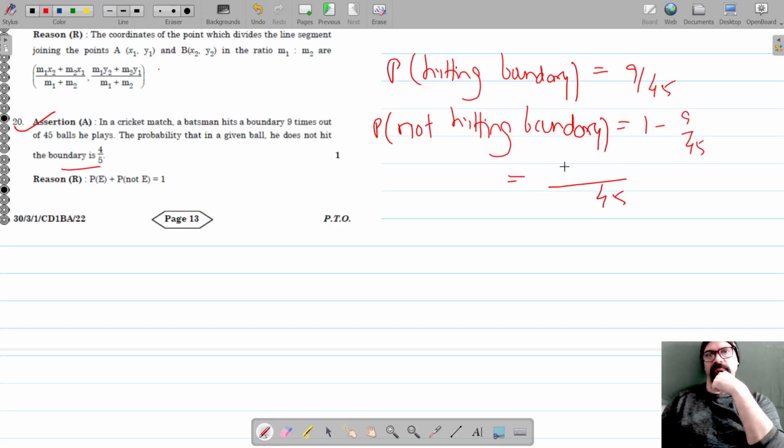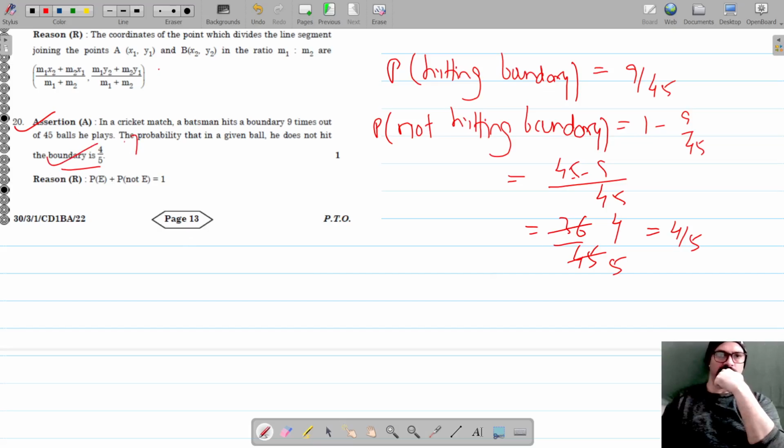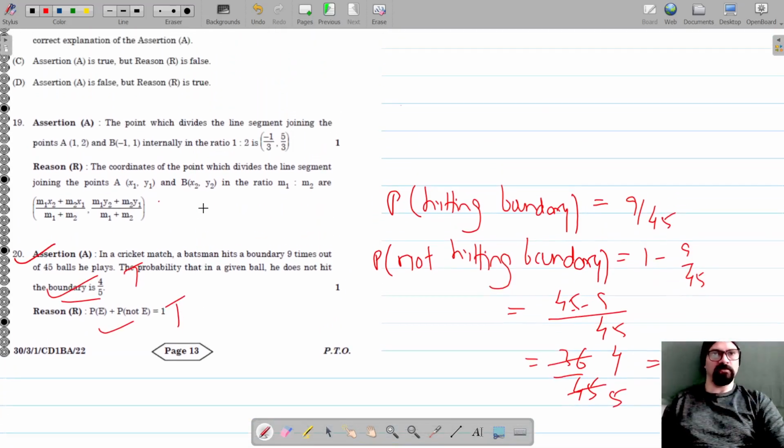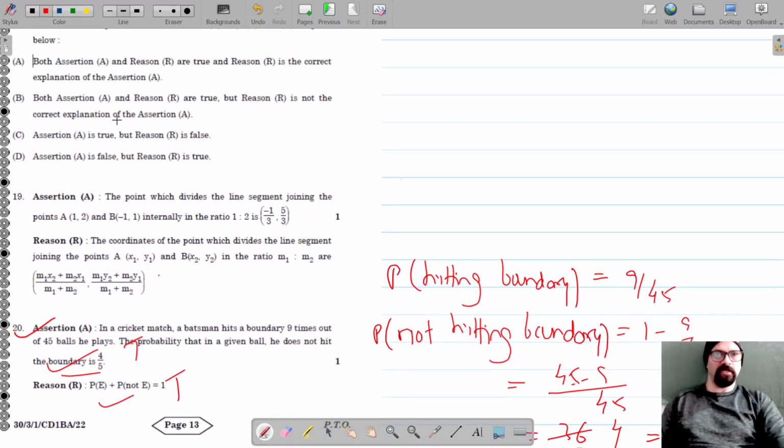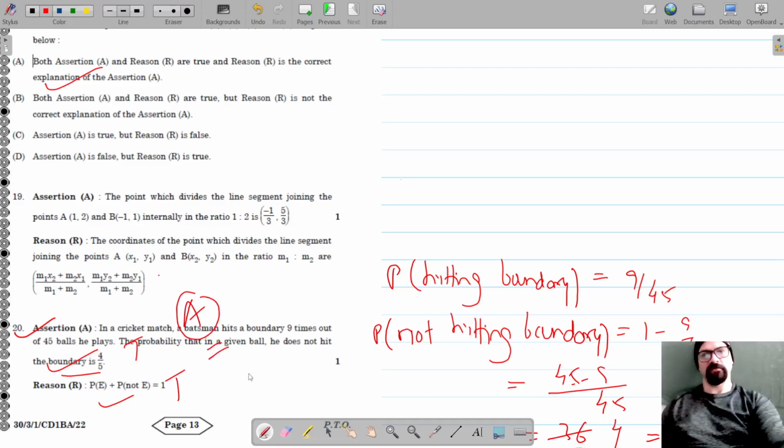So that is 45 minus 9 over 45, which is 36 by 45. And 9 times 4 is 36, and 9 times 5 is 45. So it's 4 by 5. So which is true. So this is true and this is the correct explanation. So both assertion A and reason R are true and reason R is the correct explanation. So for this, the correct option is A.